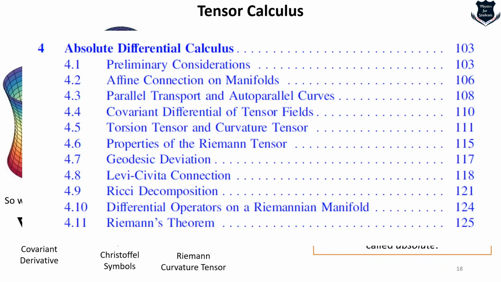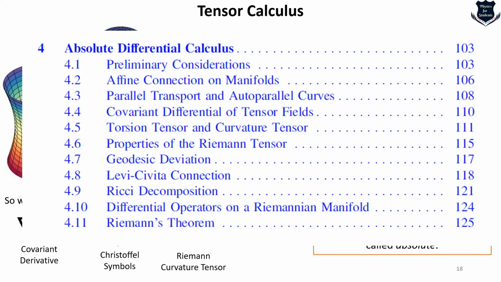So absolute differential calculus, covariant derivatives, these things are being done. Till now, what we have learned first is the tensor algebra, then we got differentiable manifolds and the tensor calculus. These are the four parts we have done.